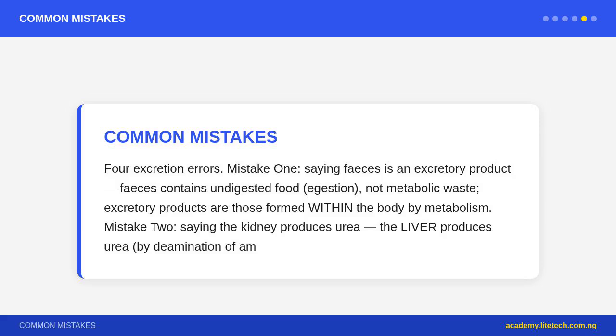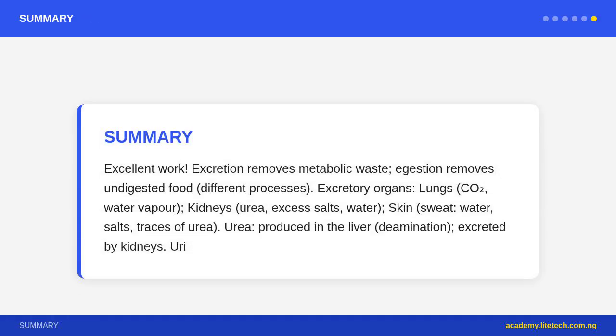Common excretion errors. Mistake 1. Saying feces is an excretory product. Feces contains undigested food, ingestion, not metabolic waste. Excretory products are those formed within the body by metabolism. Mistake 2. Saying the kidney produces urea. The liver produces urea, by deamination of amino acids. The kidneys filter and excrete urea in urine. Mistake 3. Forgetting that CO2 is an excretory product. Carbon dioxide, produced in cellular respiration, is a metabolic waste product excreted by the lungs.